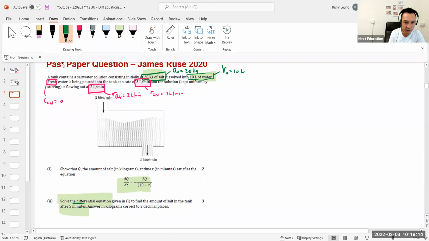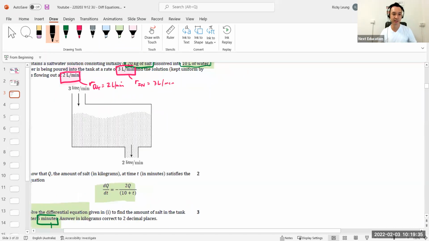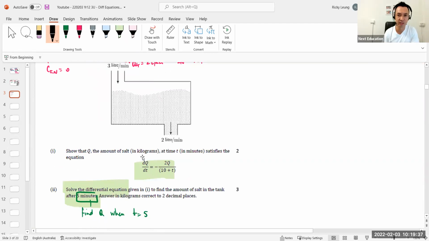So let's see. This one here, just be clear. They want you to find Q when t equals 5. So let's make sure we remember to do that, right? Not only do we have to find the expression, we then need to get that extra mark by solving it. Now, 3 marks feels about right, but the question had 1 and 2. I think the first one was a bit unfair because I think part 1 was worth probably 2 marks, I'd say.